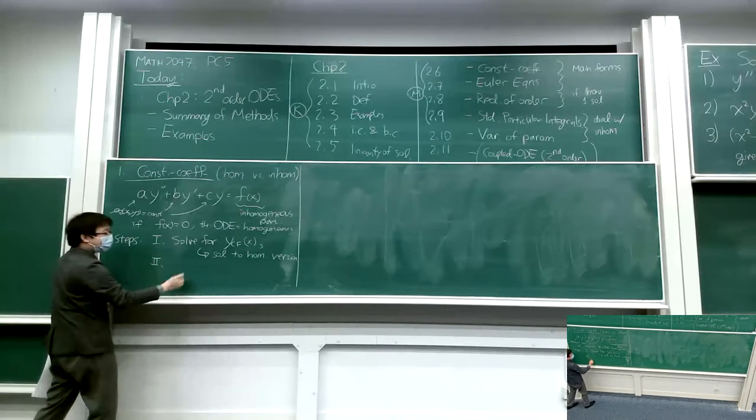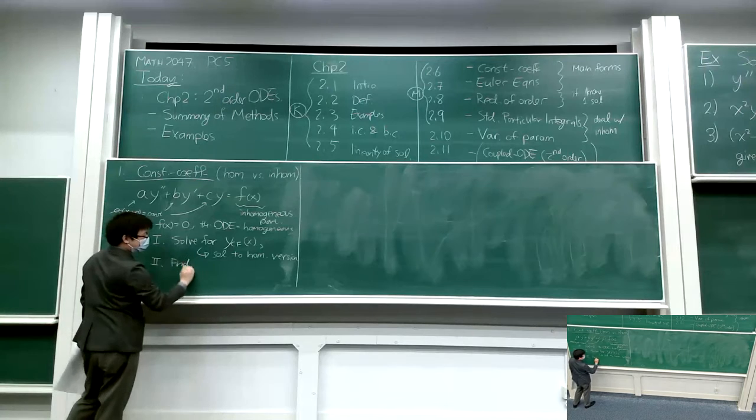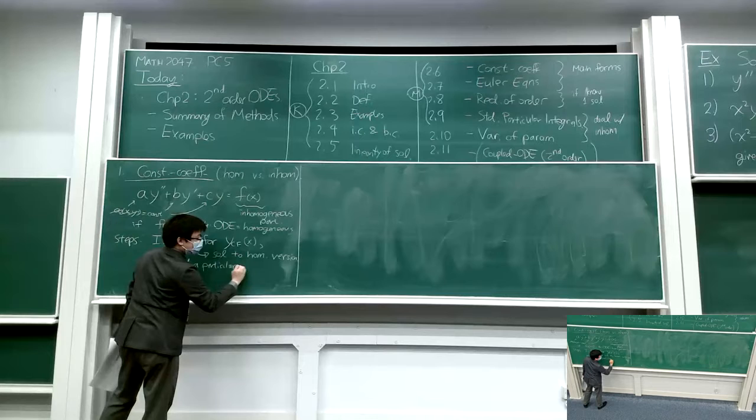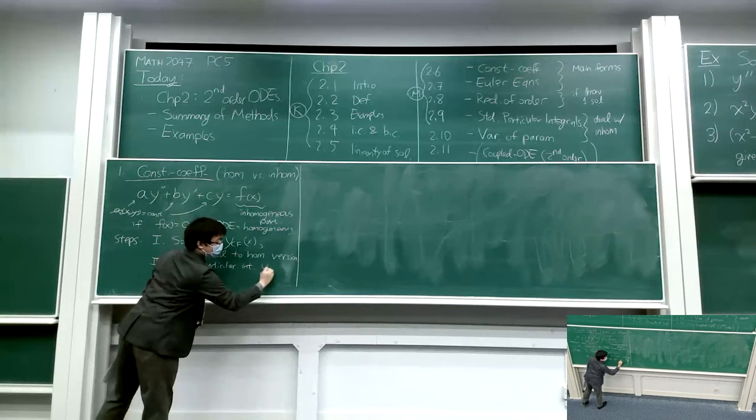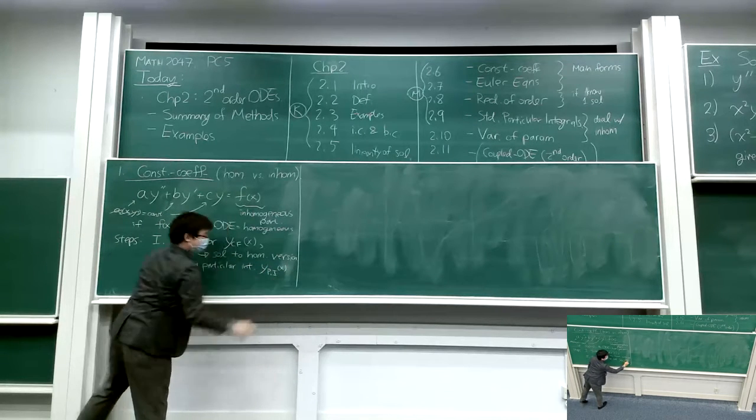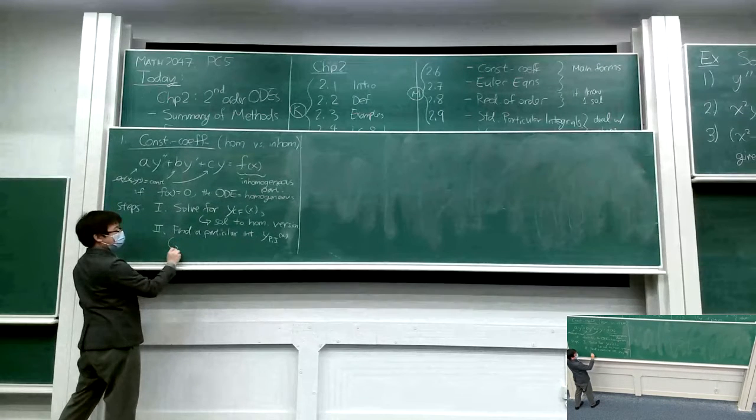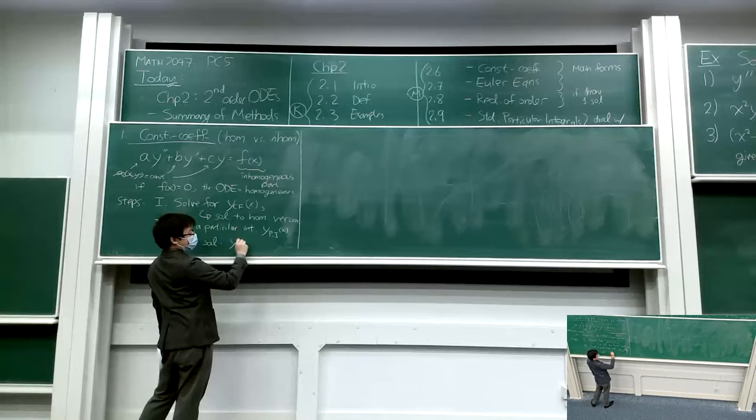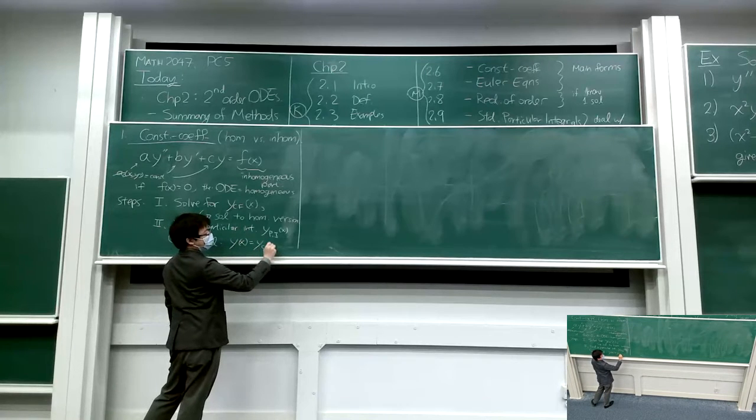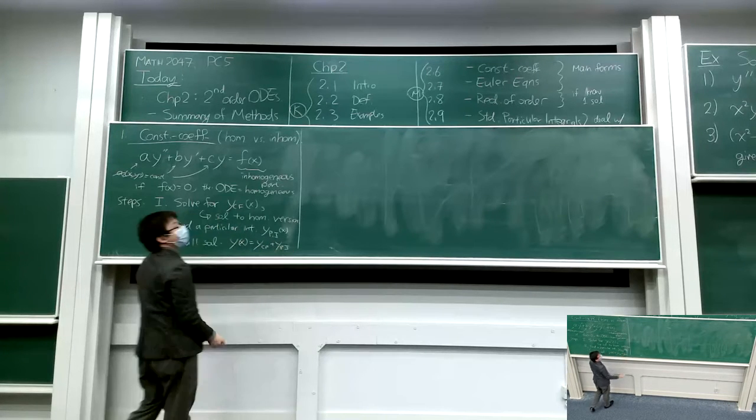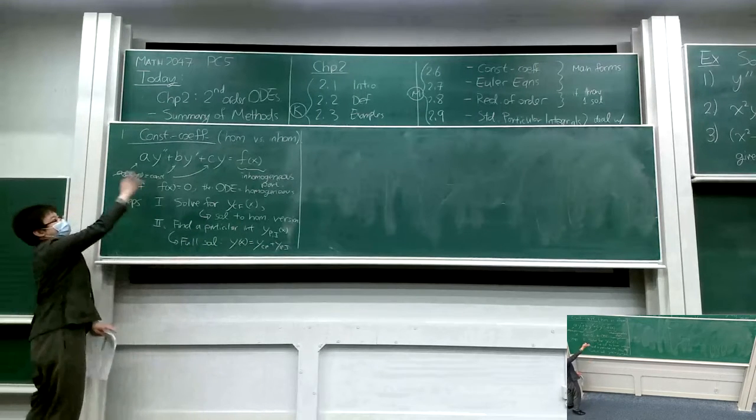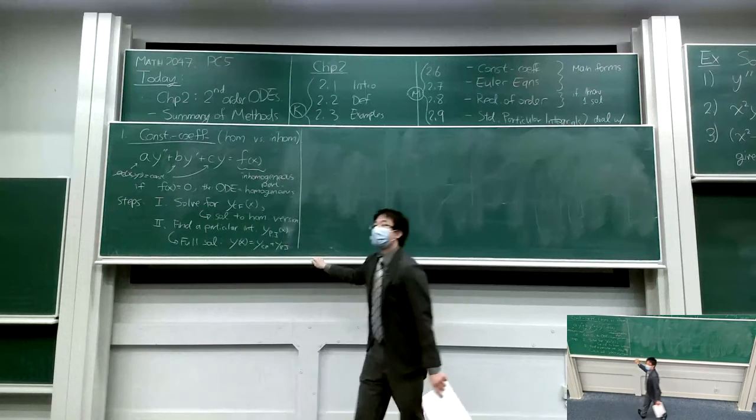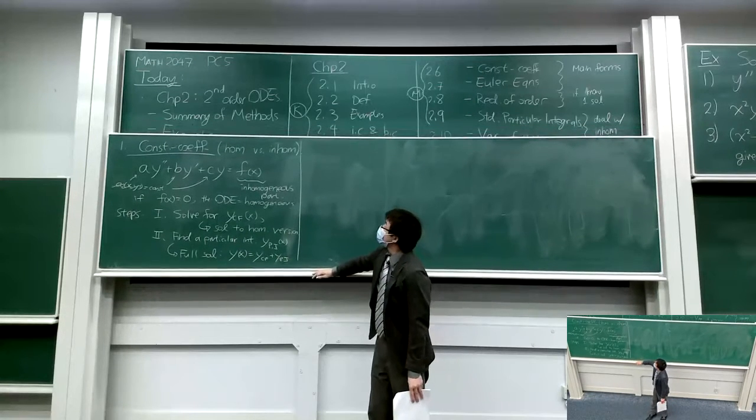Okay, and then find a particular integral, call it y_pi of x, and now you have the full solution. y of x is the complementary part plus the particular integral part. So it's basically dealing with the right-hand side being 0 first, and then, yes? So what if f of x is constant? Is that going to be infinite?